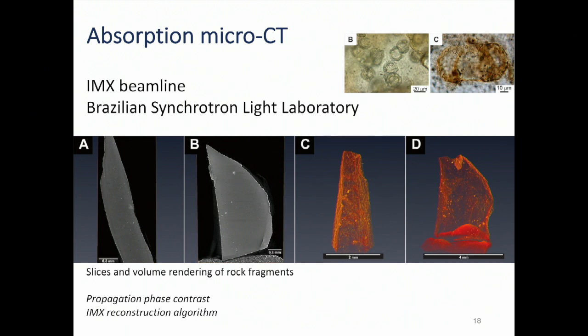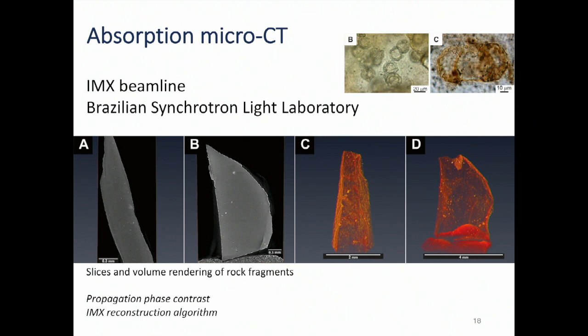And there we have some special conditions. As we have a coherent beam, we can study the phase difference when the light propagates through your sample and use it as a contrast factor. And we have a very special and optimized algorithm to reconstruct the 3D images. So with this, we could get 2D slices of the sample.